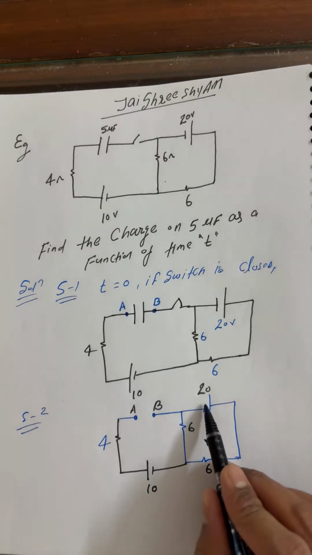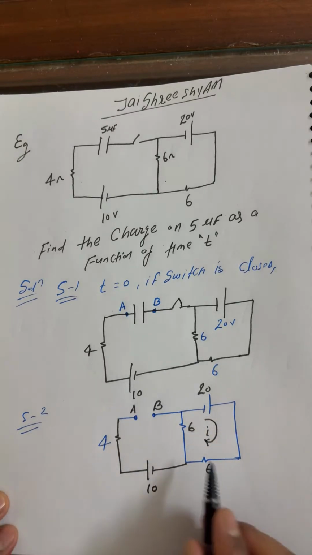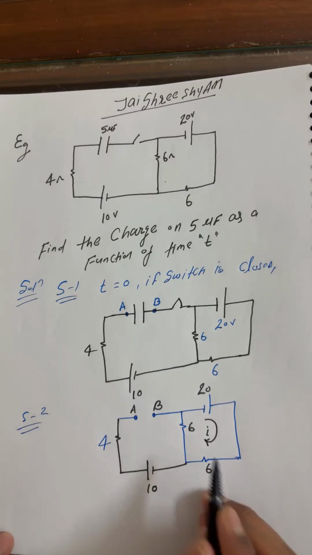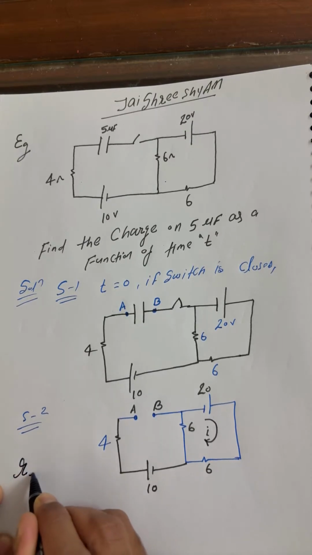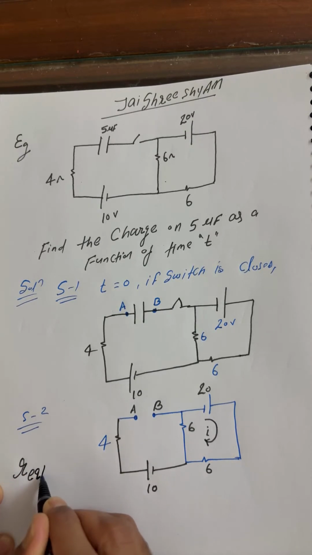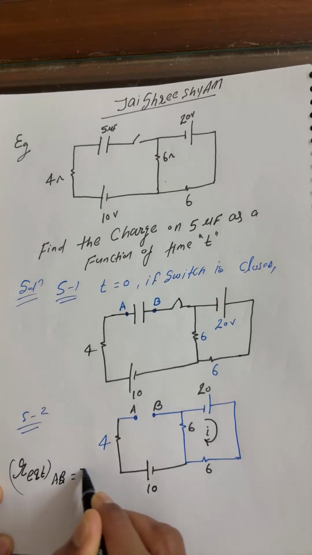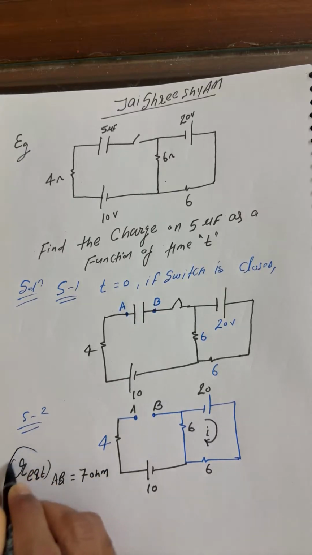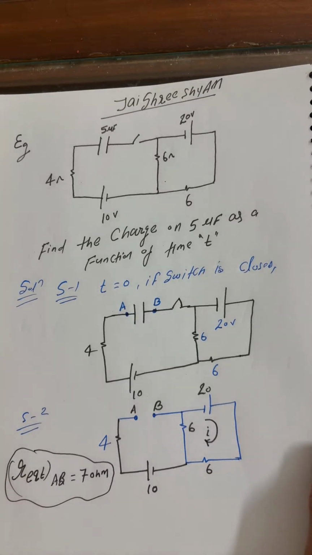So student, we have to first find R equivalent. So this is 6 and this 6 in parallel. 6 times 6 is 36 by 12, that is 3, plus 4 is 7. So you can write R equivalent across AB, which is nothing but 7 ohm. I hope all of you agree. R equivalent is what, my dear? 7 ohm.